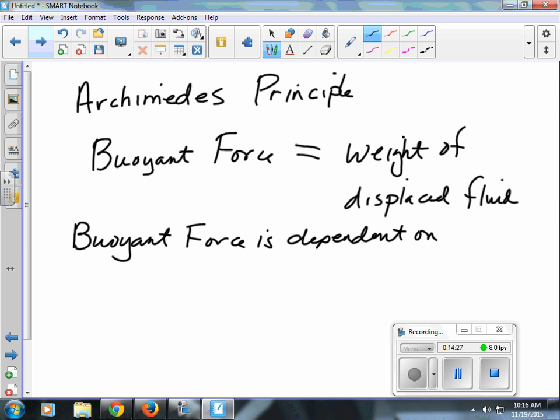So what is it really? Yes, density plays into it, but what really is the difference? How much fluid? So what is that? Volume. Awesome. It's dependent on the volume of the water displaced. So that's why they're very careful on the shape.